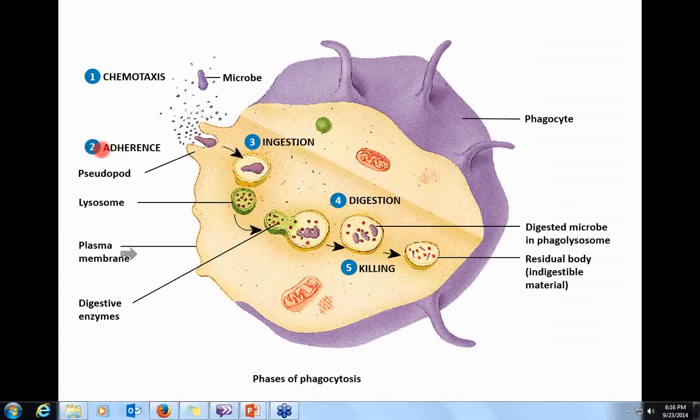Now here, the second step is called adherence. Adherence refers to the pseudopods, which will engulf. The pseudopods are kind of extensions of the phagocyte, and they're going to engulf the microbe. Once the microbe is taken into the cell via vesicle, that's called ingestion, then it meets up with a lysosome. Lysosomes are organelles that contain digestive enzymes. So you start digesting the microbe in step 4, and that leads to the killing of the microbe, and your phagocyte disposes of said microbe.